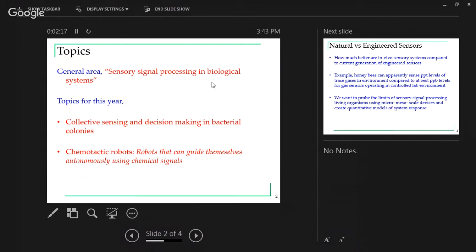Okay. So we want to understand how it is that these bacteria, which are very limited in their abilities, coordinate their decision making in such large colonies. So this is one topic, and I'm looking for students in this area.